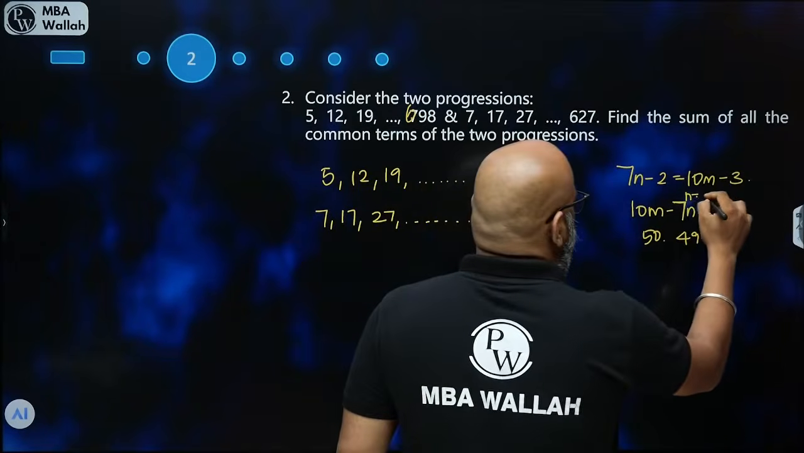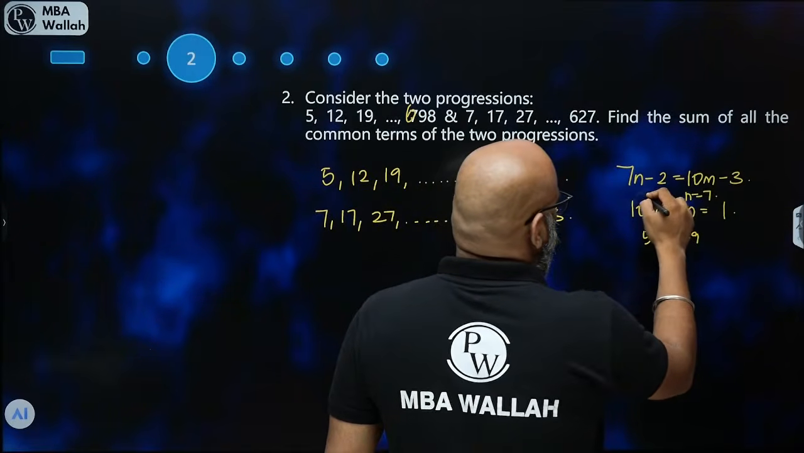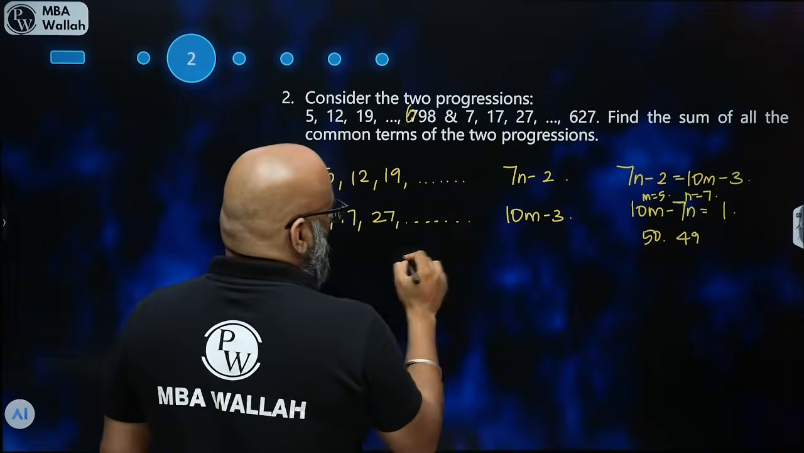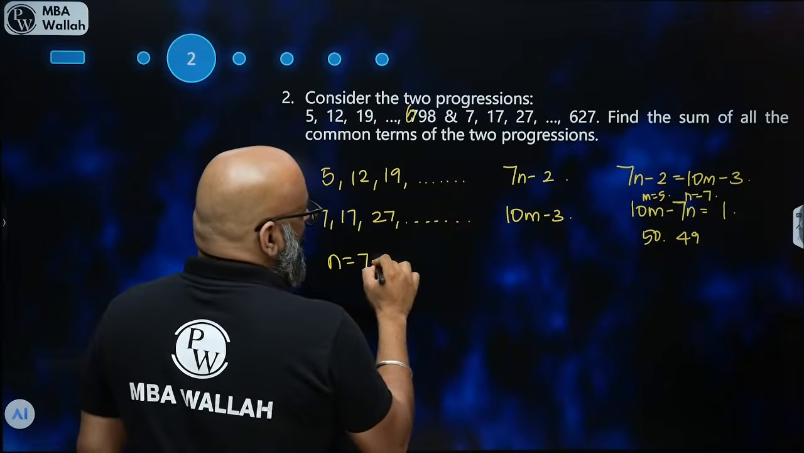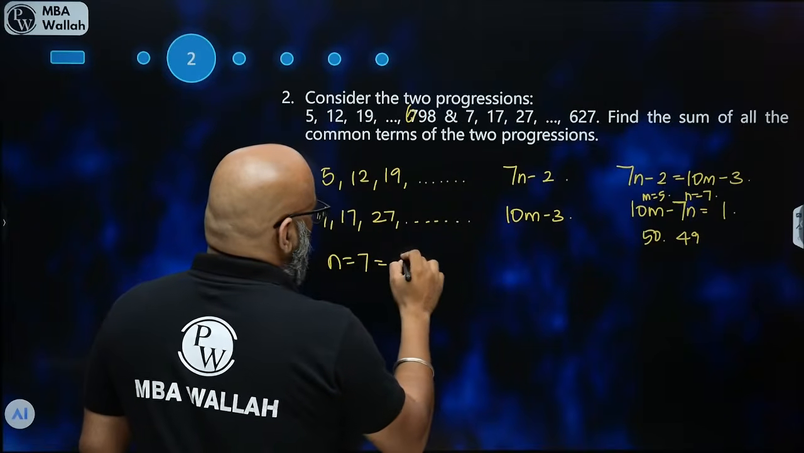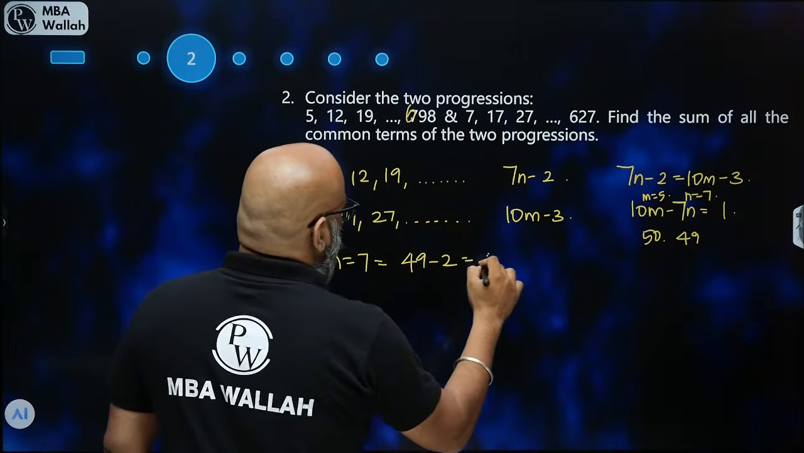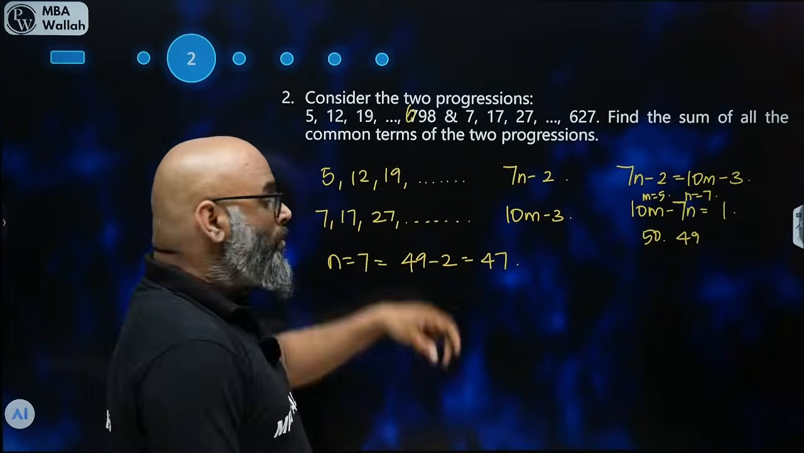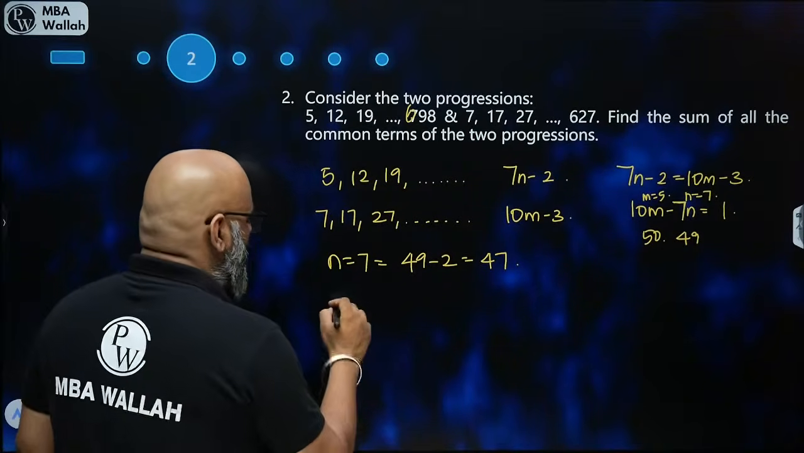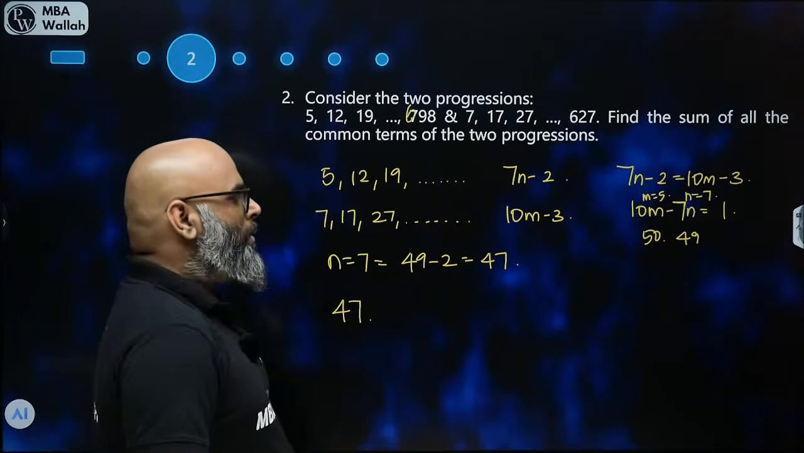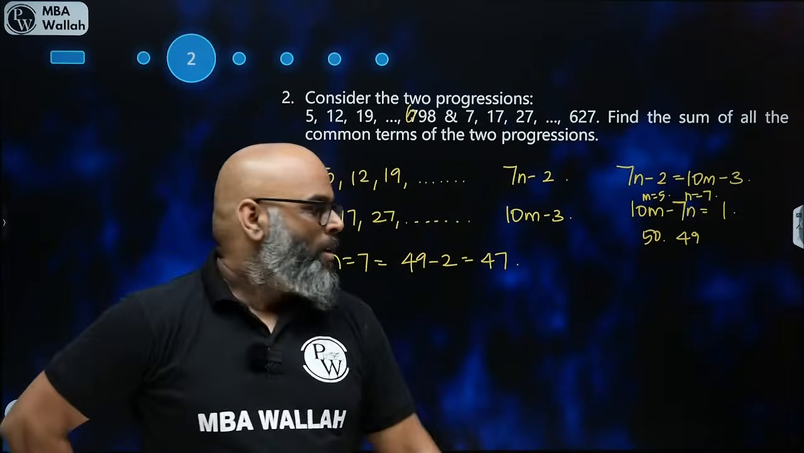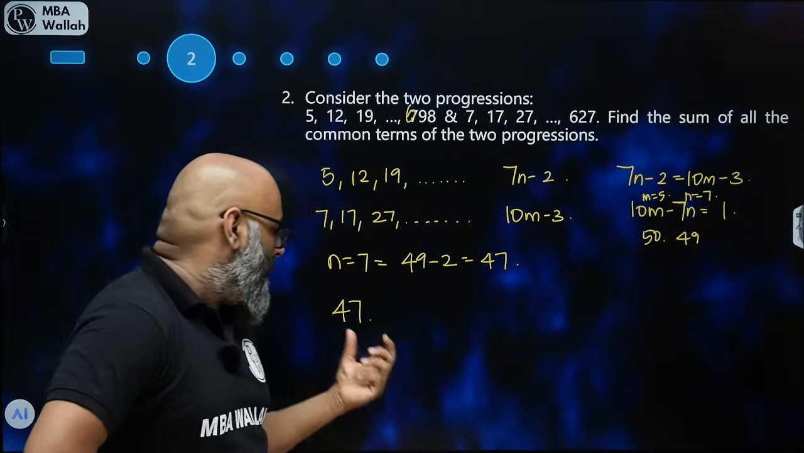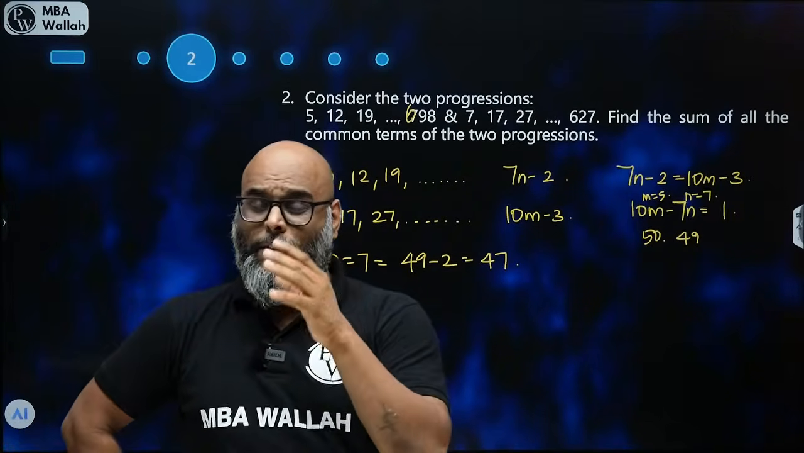So n is equal to 7, and here m is equal to 5. So I'm going to put it over here. If I put n equal to 7, that will be 49 minus 2, that is 47. 50 minus 3, 47. Both of them, the first common term will be 47. That's how you pick your first number. You equate them, look for a multiple where it works, plug it in, and you get it. 47 is the first number.